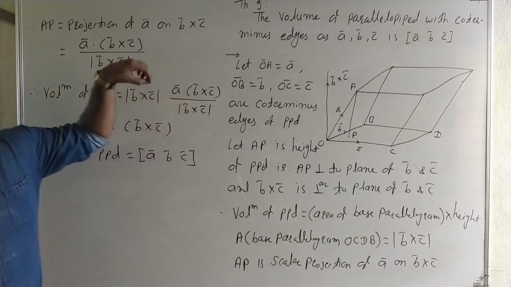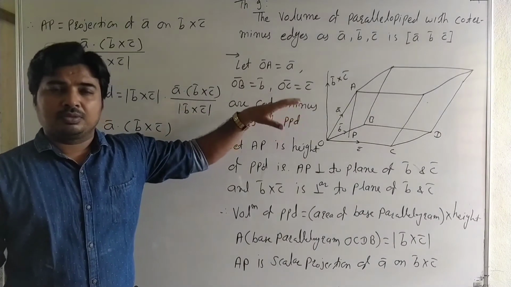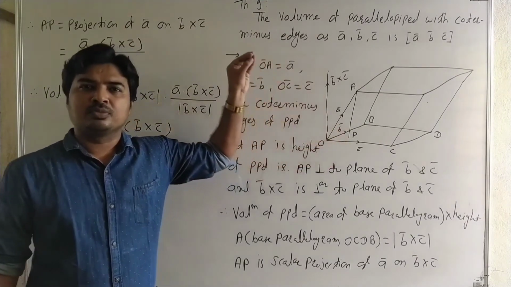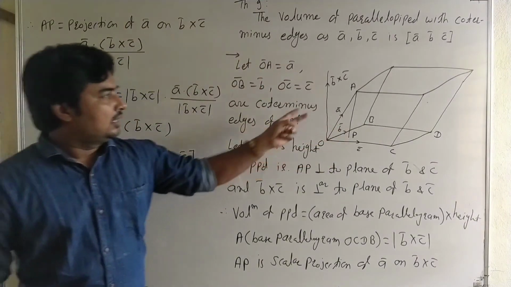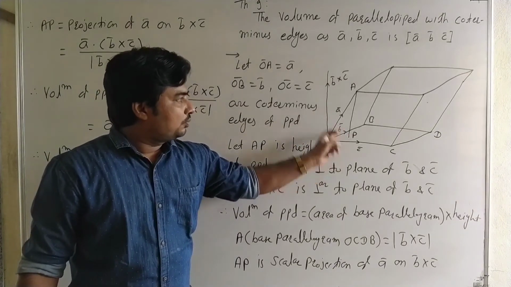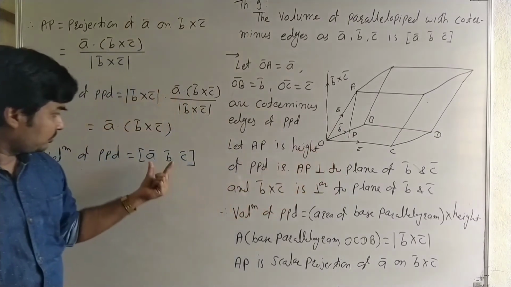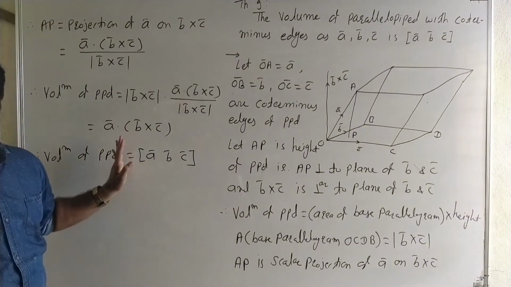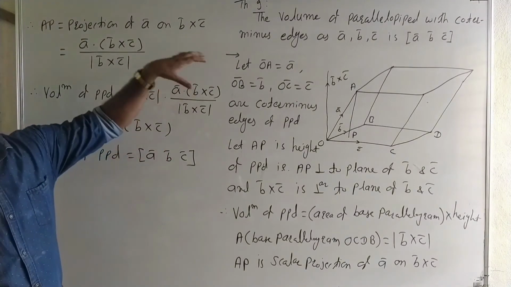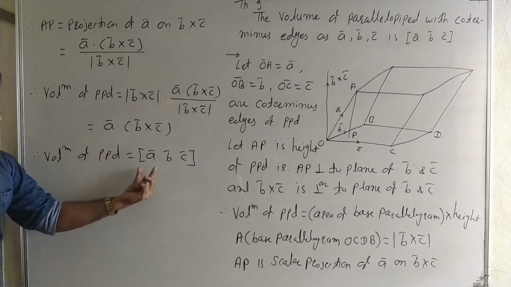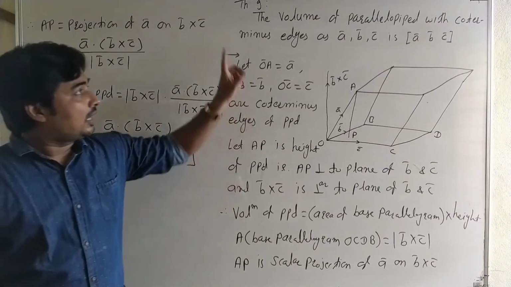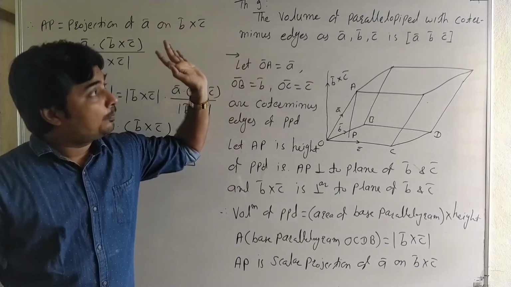See carefully. Here A bar, B bar, C bar are the adjacent sides. Then the volume is triple product of A bar, B bar, C bar. For example, find the volume of parallelepiped whose adjacent sides are given in the form of vectors. Then A bar, B bar and C bar are three adjacent sides. Then take the triple product, that is the determinant of the components of the vectors, and it is the volume of the parallelepiped. Volume of parallelepiped is triple product of A bar, B bar and C bar, the adjacent sides of the parallelepiped.